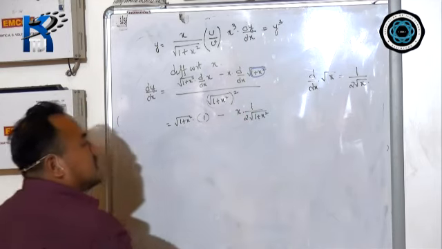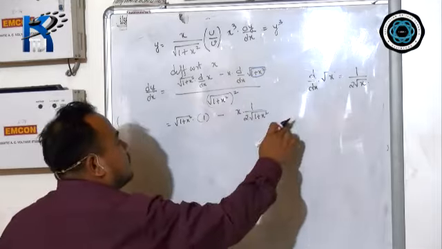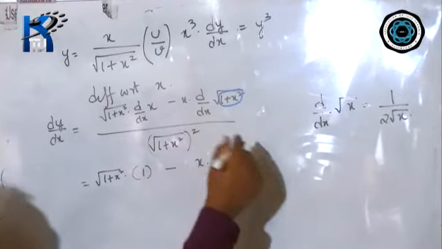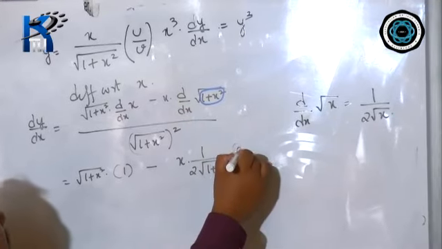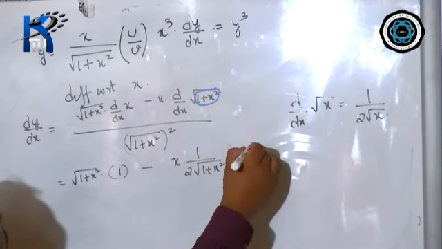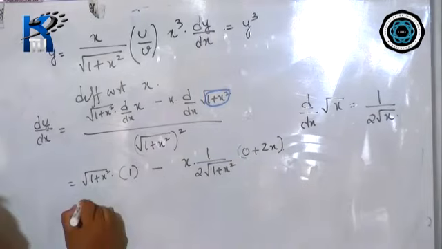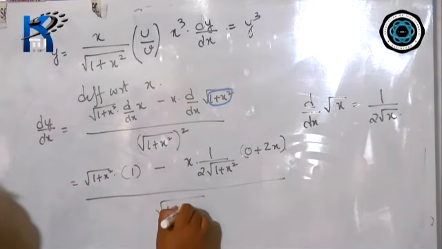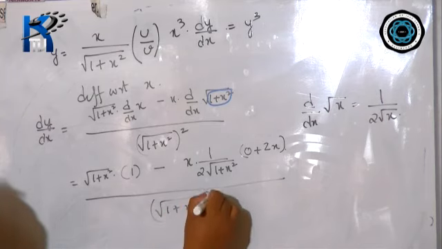Now in the previous class I wrote d by dx. Now we are going to do it directly. Directly in the sense we are going to differentiate the circle part. So what is the differentiation of 1? 0. And what's the differentiation of x square? It is 2x. Divide the whole thing by root 1 plus x square whole square.